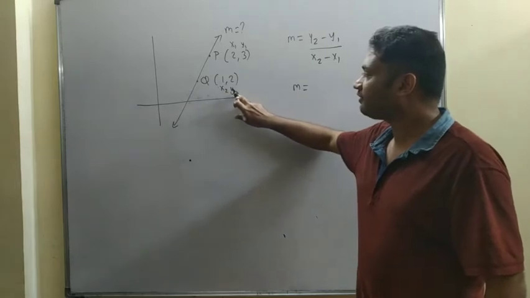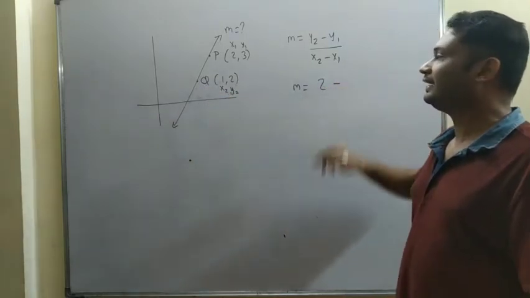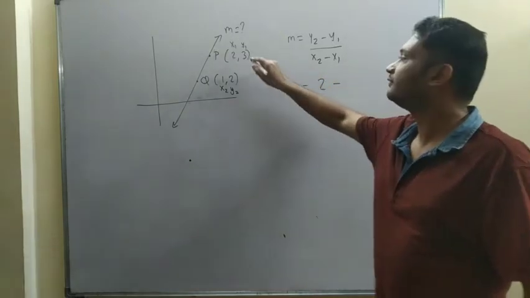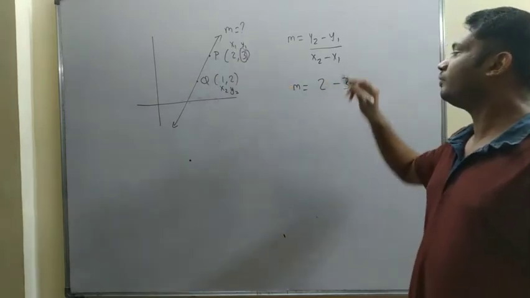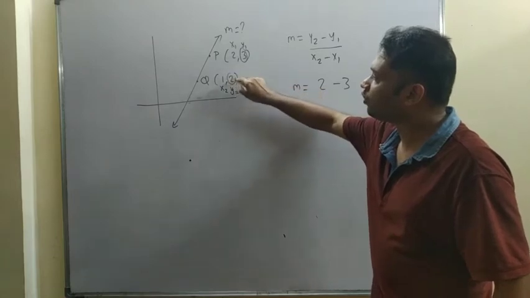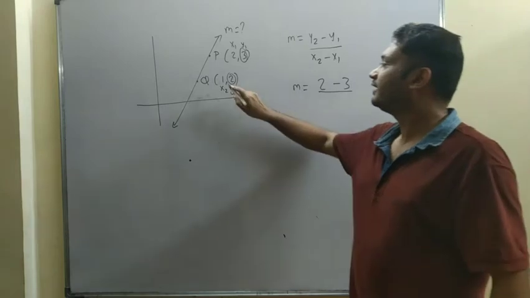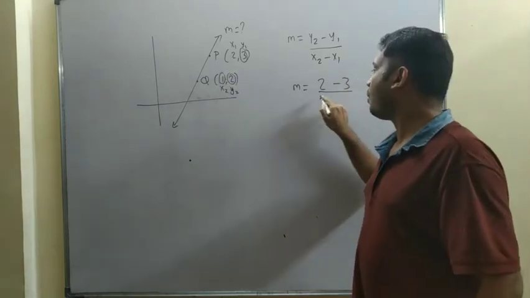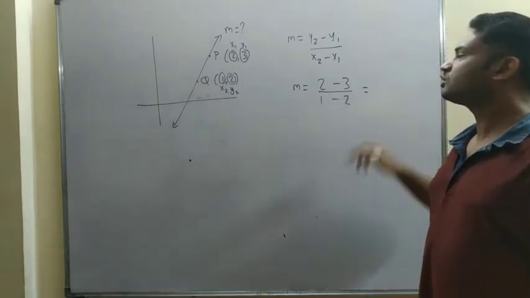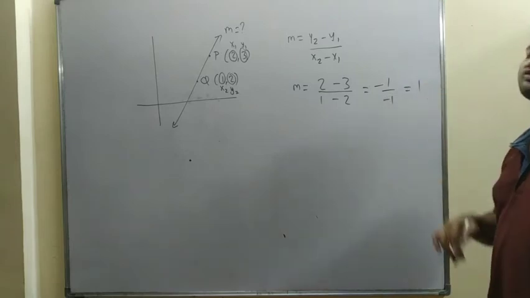Then in that case, what is the value of y2? y2 is the coordinate which is y coordinate for point Q, which is 2, minus y1 is the y coordinate of point P, which is 3. So 2 minus 3. y2 minus y1 means 2 minus 3 upon x2 minus x1. x2 in this case is 1 minus x1, it is 2. So our slope will come out to be minus 1 upon minus 1, which is 1.